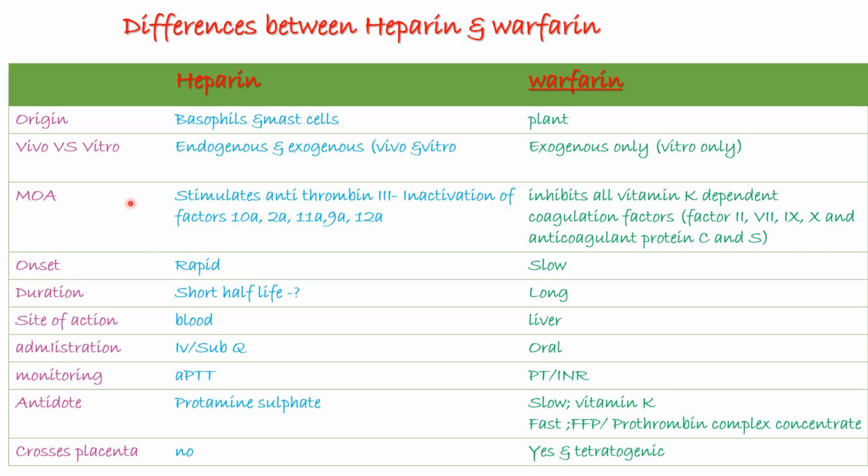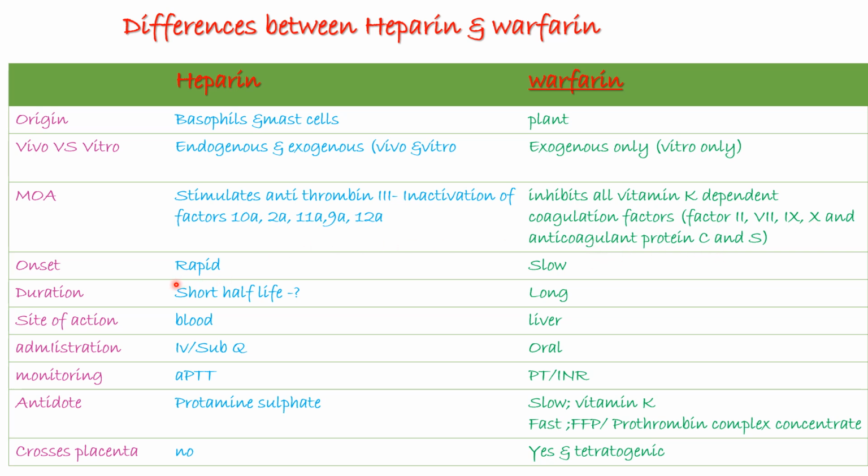So the mode of action of heparin: it stimulates antithrombin 3. Antithrombin 3 later inactivates factor 10A and factor 2A most commonly. However, it can also inactivate factor 11, factor 9 and factor 12. Warfarin inhibits all vitamin K dependent factors because it's a vitamin K antagonist. It inhibits all vitamin K dependent coagulation factors. These ones you need to know: factor 2, factor 7, factor 9, and factor 10, and anticoagulant protein C and protein S.